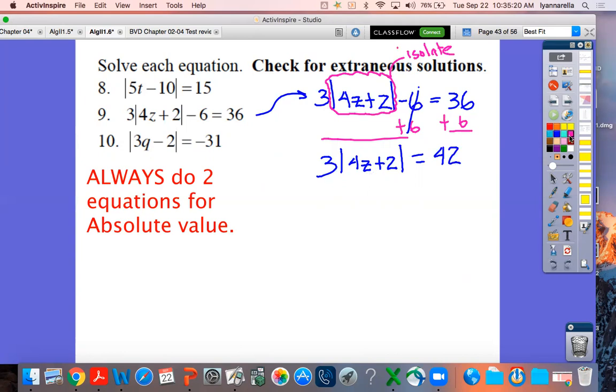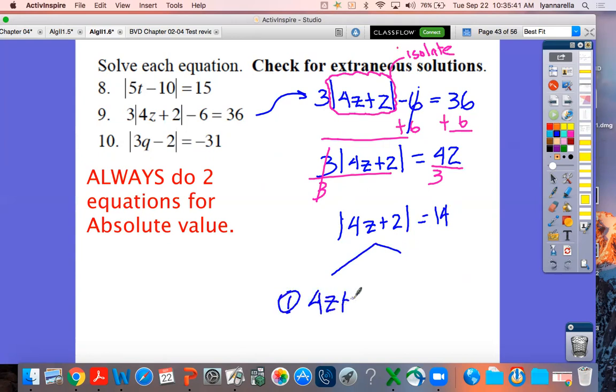So I'm going to go back and divide both sides by 3. And of course 3 over 3 is 1, and 42 over 3 is 14. So I'm going to get the absolute value of 4z plus 2 equals 14. So now that it's isolated, you do your 2 breakouts. You're going to solve 4z plus 2 equals 14.